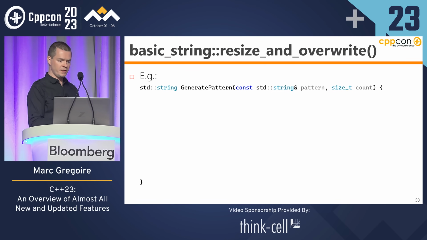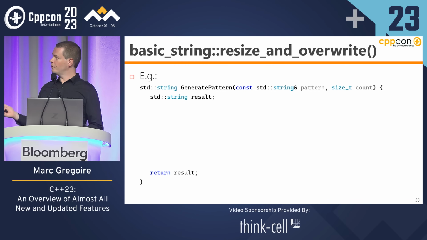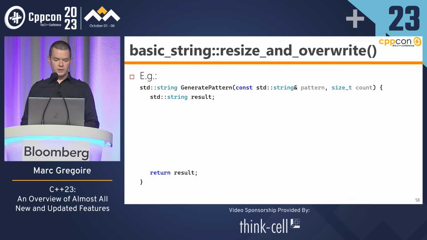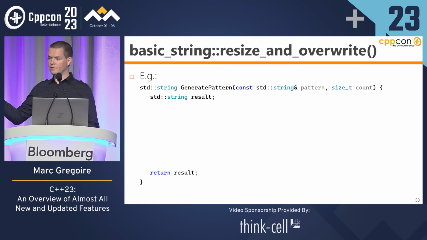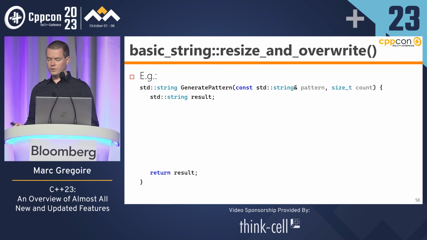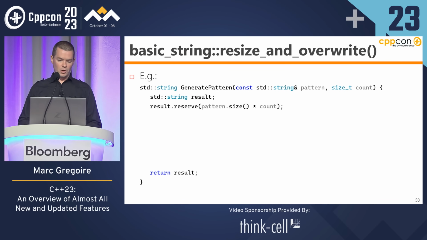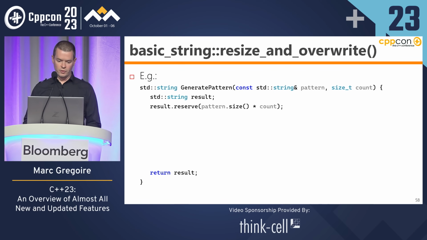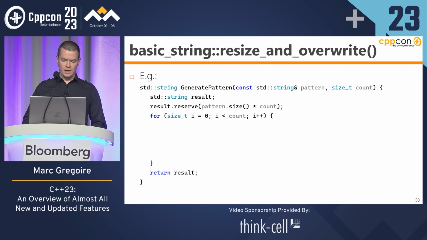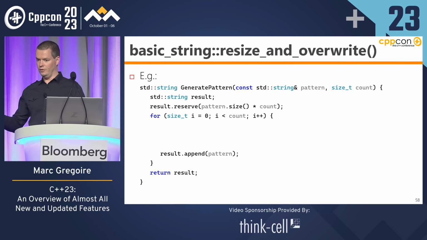I have a function here, generate pattern, and it will return a string which contains the given pattern repeated count times. So how to do this? It's straightforward. We just create a result string that at the end we will return. We reserve enough memory for performance. And then we loop count times, and on each iteration, we just append another pattern.